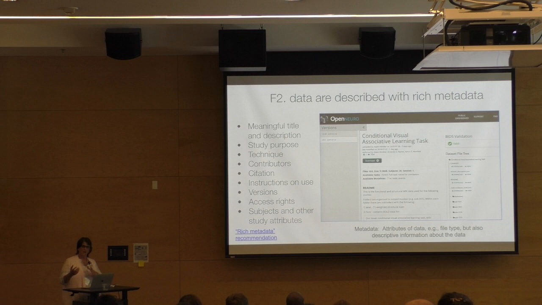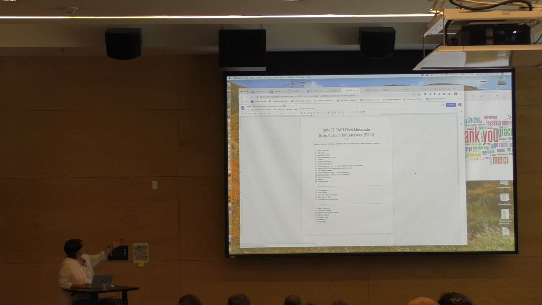So a meaningful title and description, including the study purpose, techniques, contributors, the full citation to support data citation, instructions on use, clear information about versioning, access rights, right? What license do I use to be able to access this, and subjects and other attributes. And we kind of got so tired of people saying, well, what is rich metadata? I'm going to make the same mistake I did before. Then in another project we're at, we just said, you know what, we're just going to tell people. This is what we mean by rich metadata. And you can see here, if you can read this, that a lot of it is just basic things that you would see in any authored object. Who are the authors? Who did this? Who did that? But in biomedicine, we want to know the study organism, the condition studied, the number of subjects, the protocol type, the sex of the studies, and keywords.